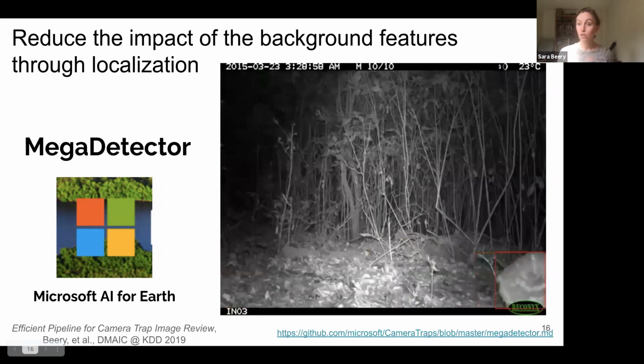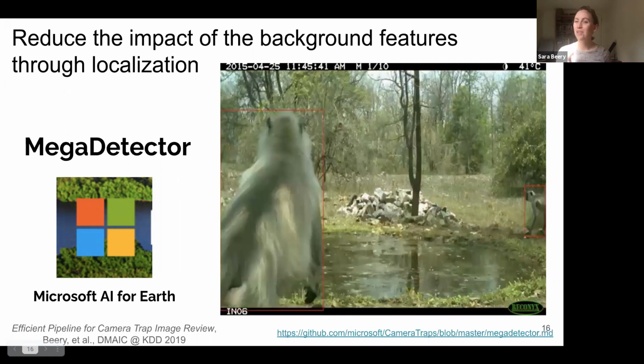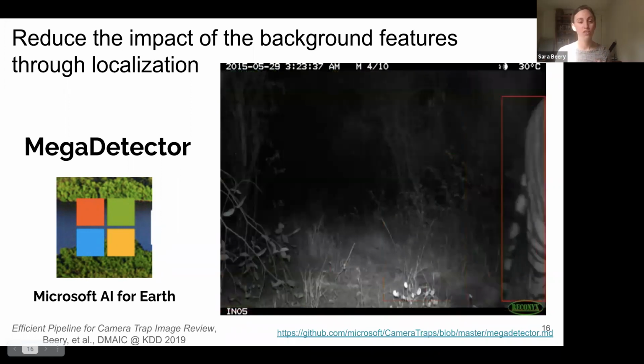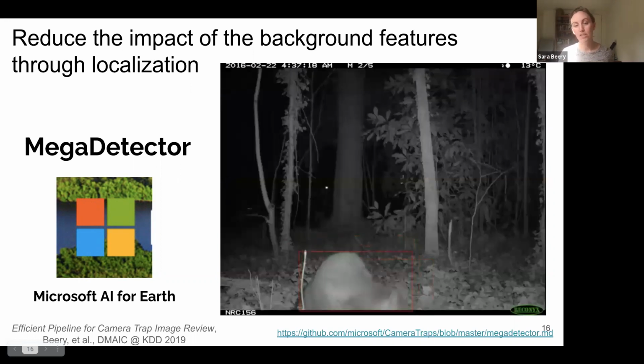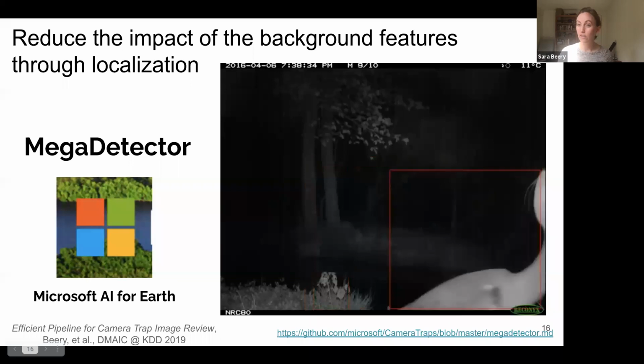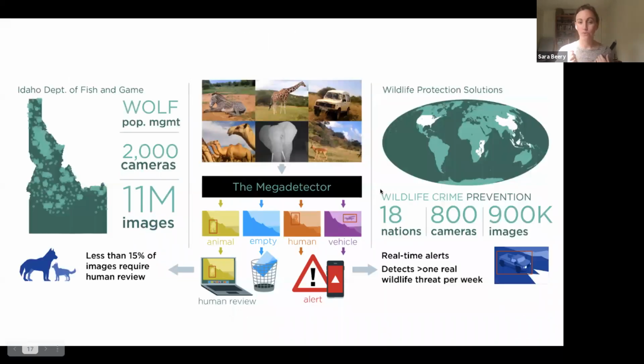So a couple of years ago, I worked together with Microsoft AI for Earth, and we built what we call the MegaDetector, which is basically just trying to solve that problem of filtering out all of the blank images to help make the humans, the ecologists who are working with the data, a lot more efficient. It's being used by over 30 organizations globally and being queried a couple 100,000 times a day even.